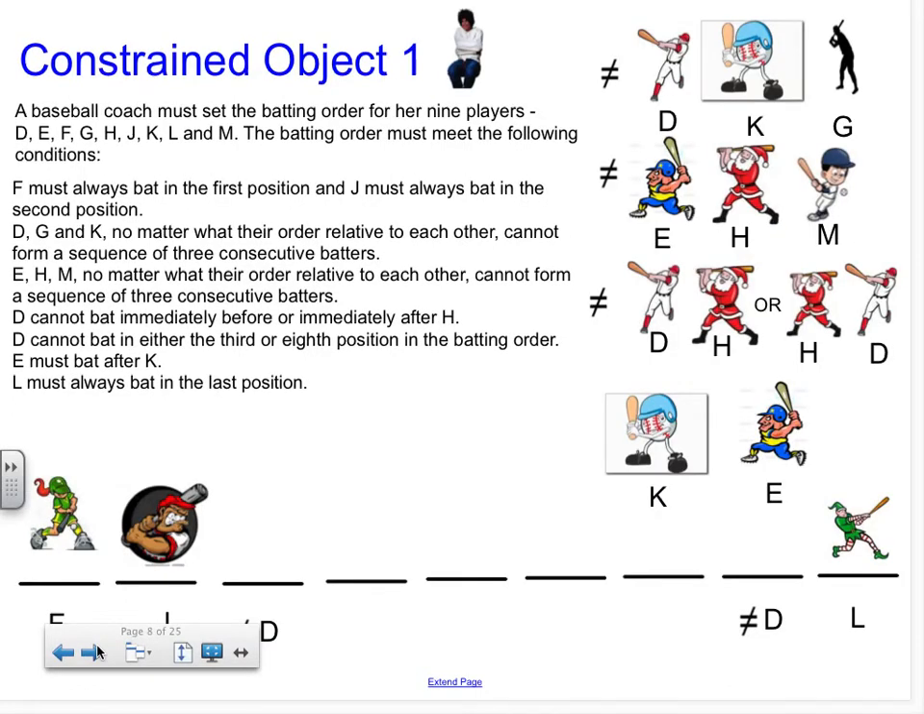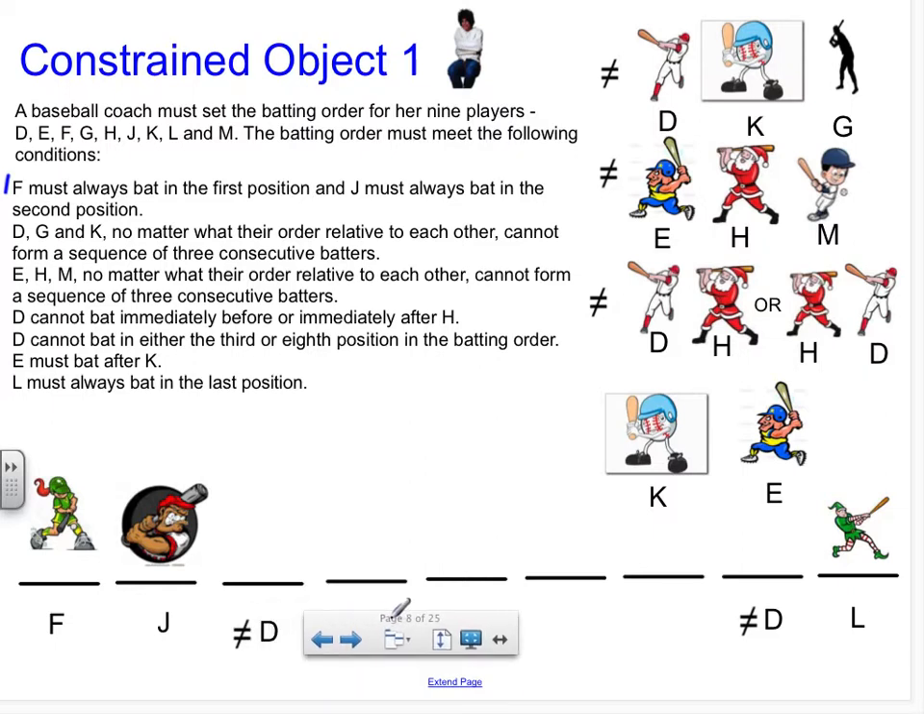When you are first starting out in practicing analytical reasoning questions, you may find it helpful to have pictures to represent the letters for the conditions. Let's work through each of the conditions together. So for the first condition, F must always bat in the first position, and J must always bat in the second position. So we know for the duration of the diagram that F will be constrained in the first position and J will be constrained in the second position. They will not move during the entire question.